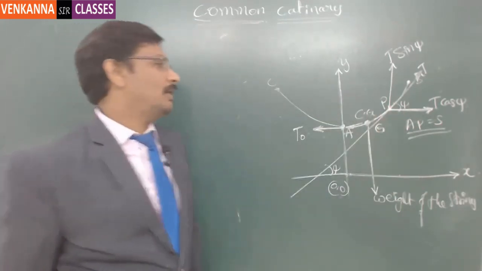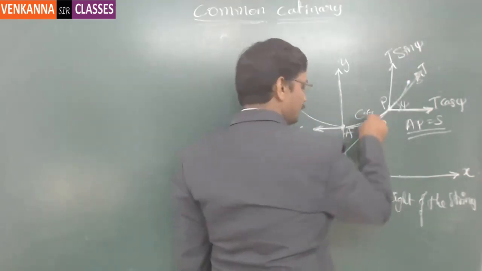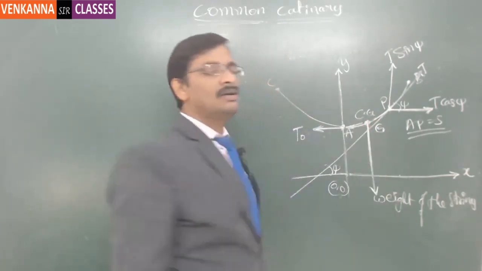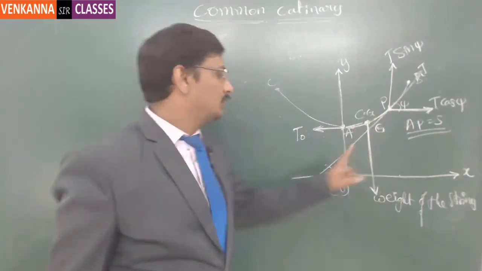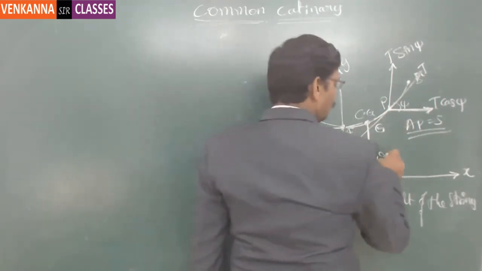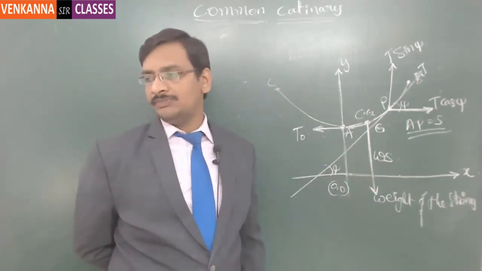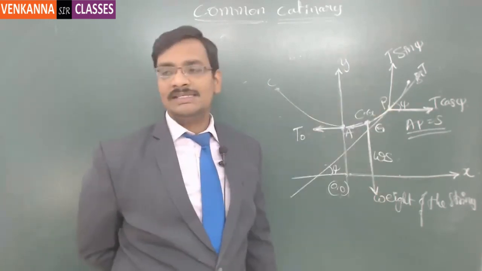Exactly in a similar manner, the vertical component of the force has to balance the vertical component acting downwards, which is nothing but the weight of the string for this length S. So this weight is W into S, where S is the length and W is the weight per unit length. This W S is going to be balanced by T sin psi.